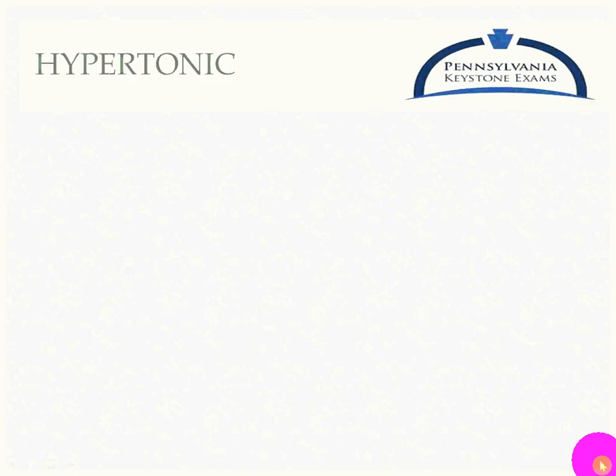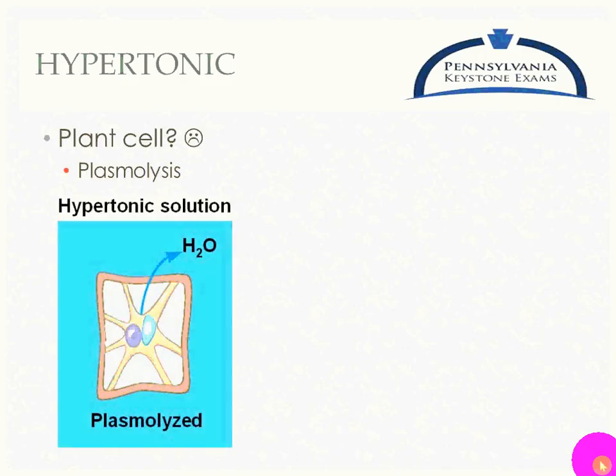Again, if you're an animal cell or a plant cell, it's a little different. So a plant cell, this is bad news bears. We call it plasmolysis. What happens is that water vacuole, that thing that holds the water and stores it, empties out. And what you can see, this little spider looking guy is actually the cell membrane.